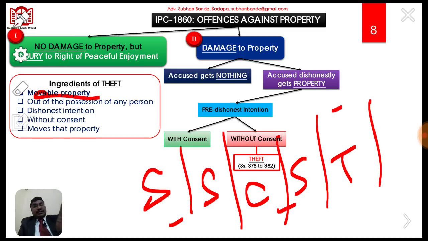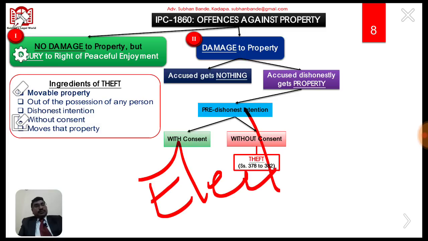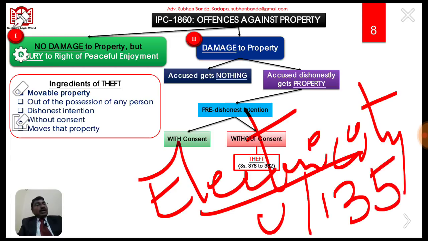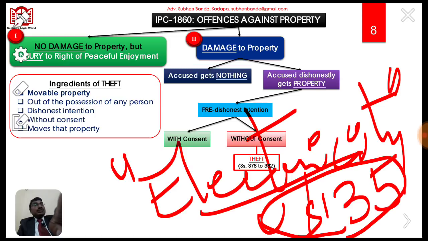Here, electricity comes under the movable property. It is not a theft of movable property within section 378 of IPC. However, it is treated as movable property, and theft of electricity is punishable under section 135 of the Electricity Act 2003. Theft of electricity is not punishable under sections of IPC. It is punishable under section 135 of the Electricity Act 2003.